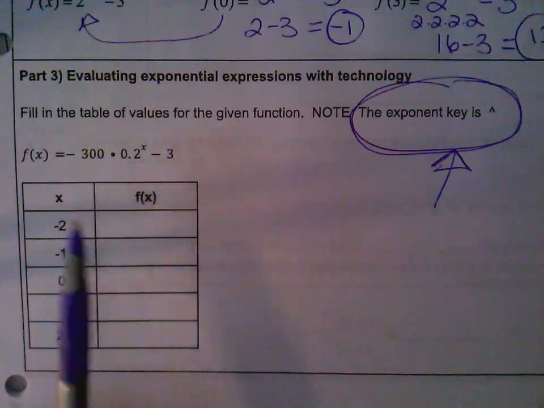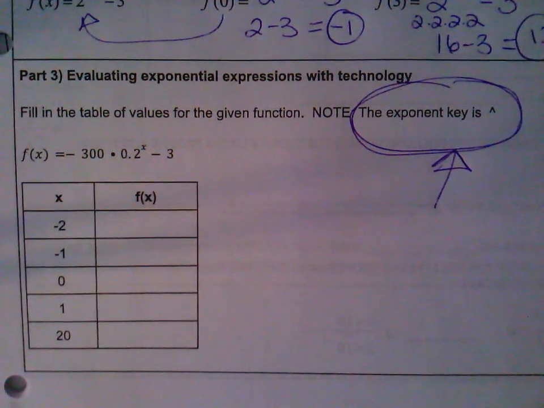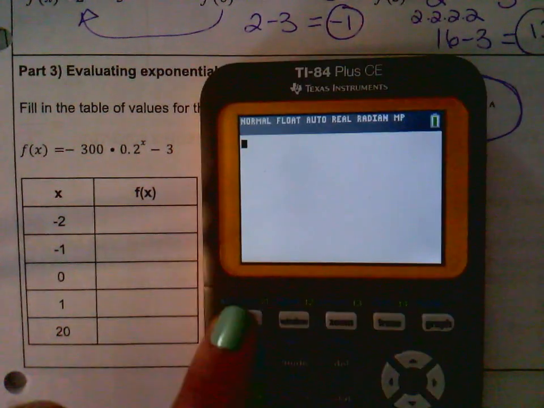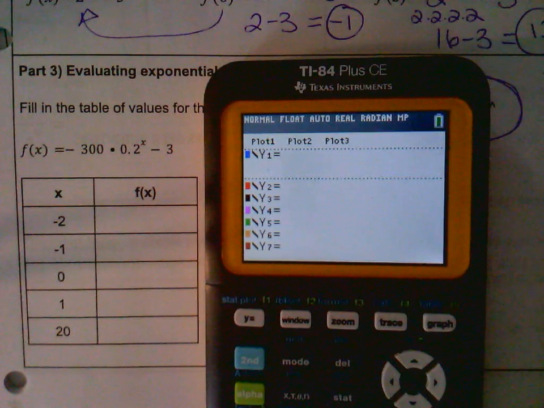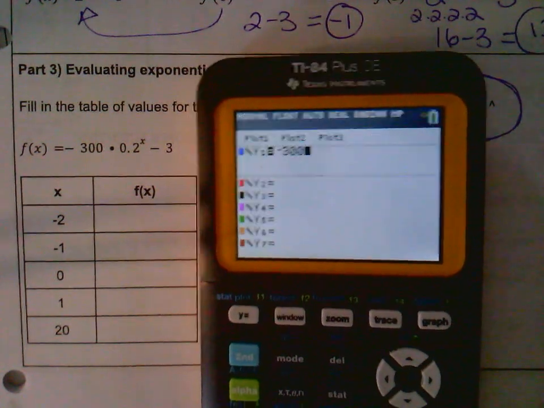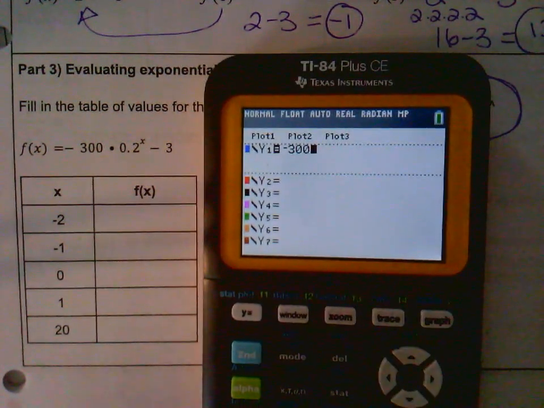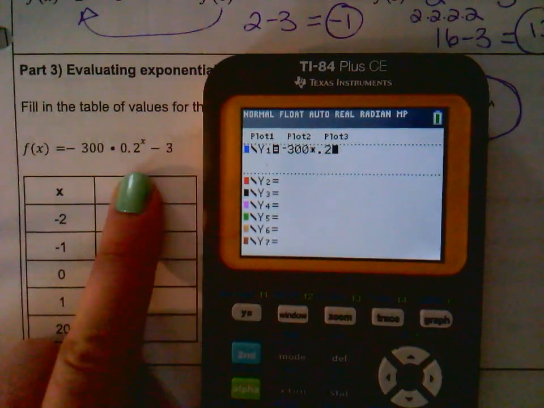on this problem. Some of you don't know how to use the table on your calculator. I'm going to show you. Go to y equals, clear out whatever's in there. Probably someone already typed this function in, so clear it. Type it in for yourself. Go to the y equals menu, clear out whatever's in there, so you have to type it in yourself, and you're going to type -300 times 0.2. I'm doing the function that's right on your page.